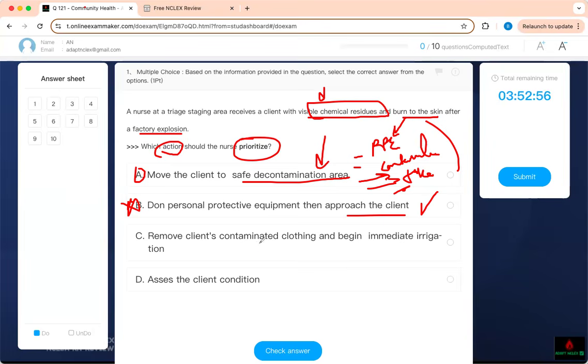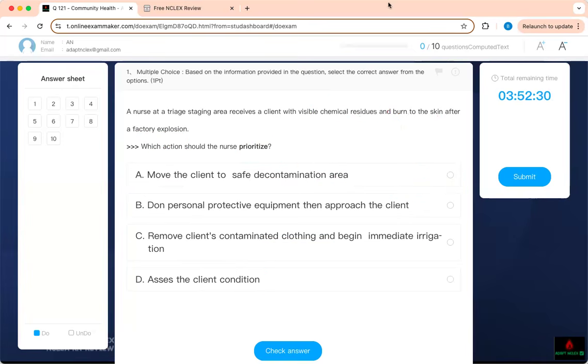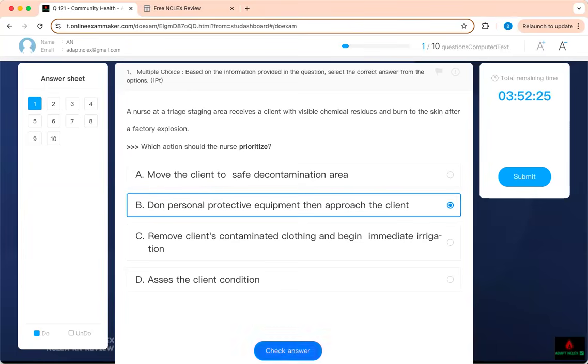Remove client contaminated clothing and begin immediate irrigation. Of course, you have to do this at the decontamination area. So you have to move them to the decontamination area. This is the first one. Then you move them there. Assess the client's condition. This is after they are at the decontamination area. You decontaminate them, then you assess them. Unless they are having an airway issue, you still have to don your PPE. So don't forget your safety, everybody's safety is much better. So don PPE.